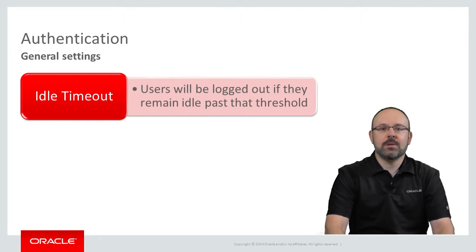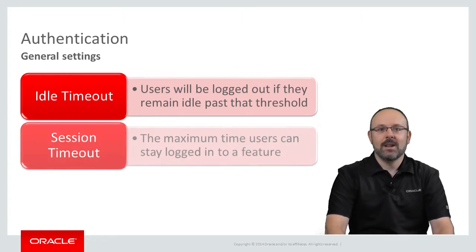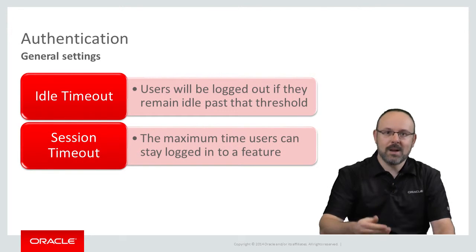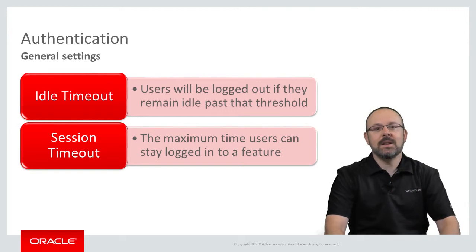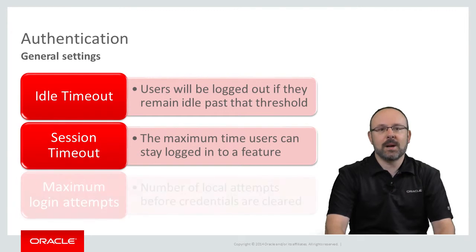The second parameter is session timeout. It controls the maximum time a user can stay logged in into a feature. The value is also specified in seconds. Please note MAF authenticates against the local credential store after an idle timeout, but does not perform this authentication after a session timeout. Finally, there is the maximum login attempts parameter.